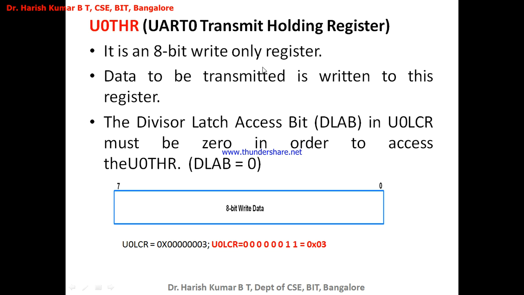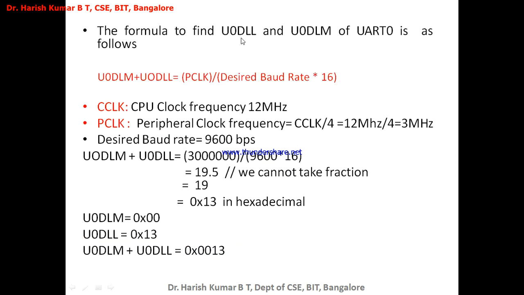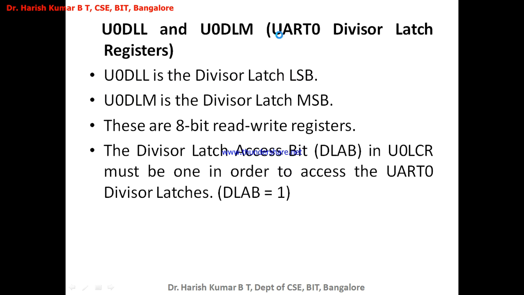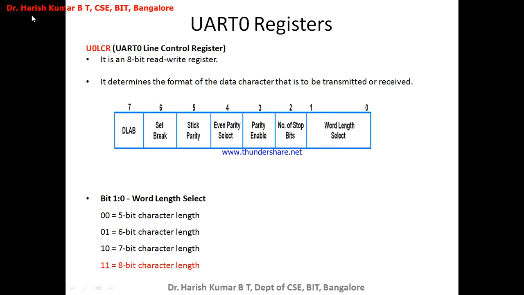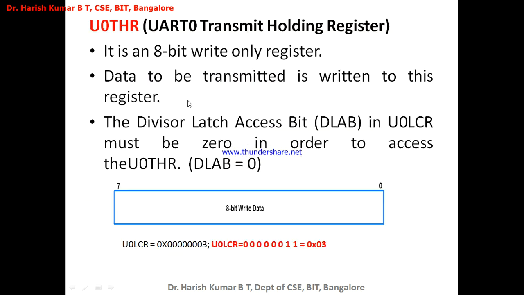U0THR cannot be read, it is a write only register, whereas these two are read write registers, and LCR, the line control register, is also a read write register. But U0THR is write only. That means you can only write to this register, but you cannot read from it. The data to be transmitted is written to this register. The moment you write it, it goes to the other device, the intended receiver.